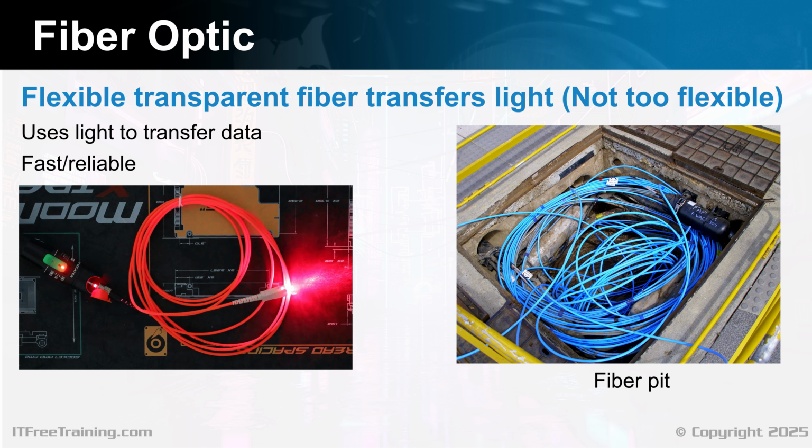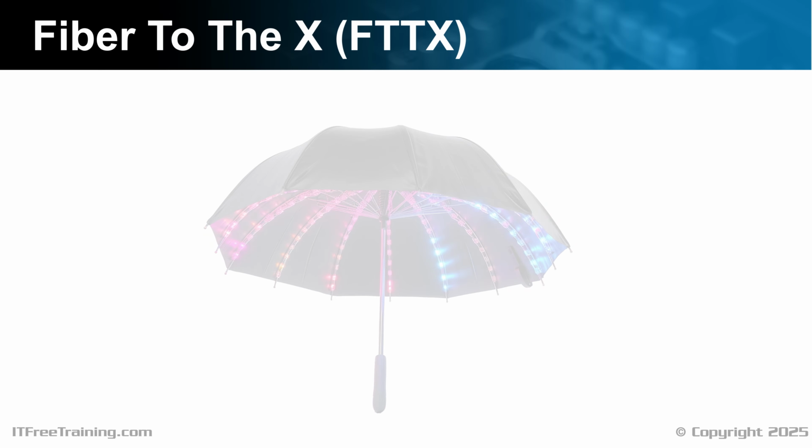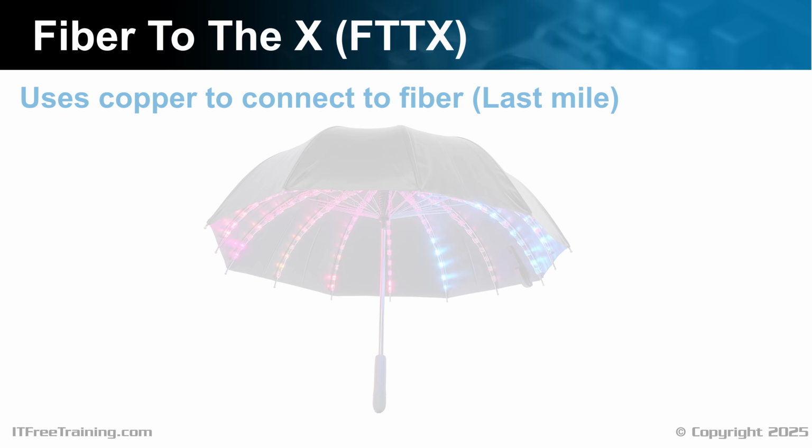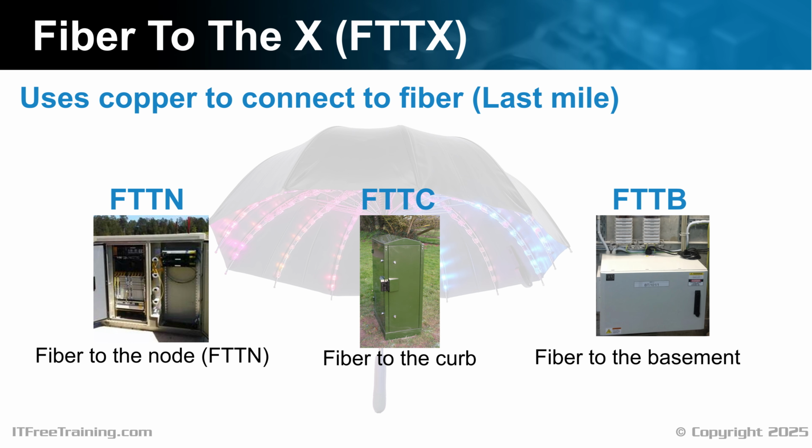Let's now have a look at how fiber optic is implemented. There are a number of different implementations of fiber that you may come across. Below, I look at fiber that runs directly to you. I will first look at fiber that uses copper to connect you to the fiber network, often referred to as the last mile. All these implementations come under the umbrella of Fiber to X. There are a lot of different variants, but some of them you may hear are fiber to the node, fiber to the curb, and fiber to the basement.